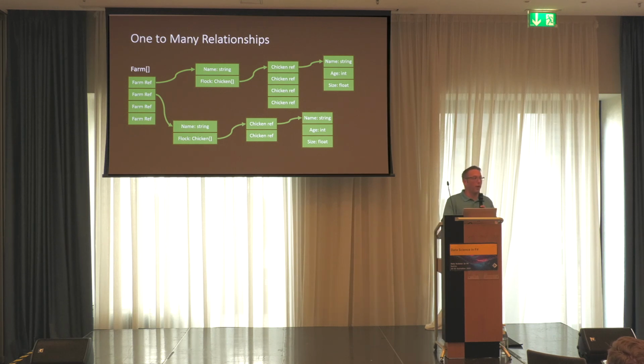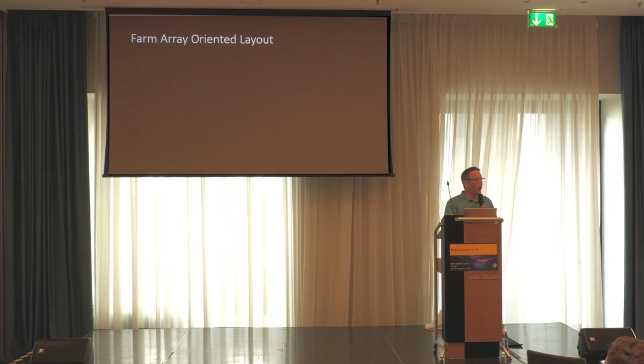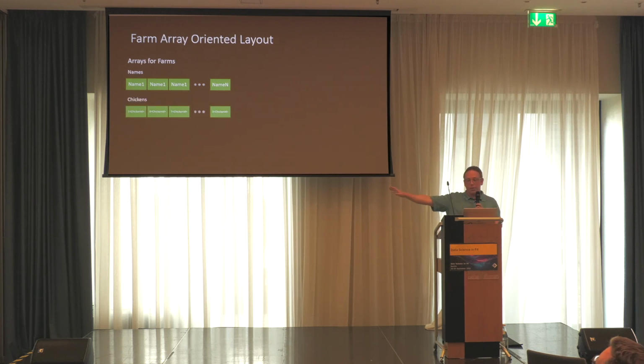An alternative way of dealing with this one-to-many relationship where you have a farm and several chickens is to use this array-oriented way of laying out your data. We're going to have several arrays for our farms, the first of which is going to be names. And so each location in this array is associated with a different farm ID. We have all the chickens that we are going to associate with those farms, but we're going to use this ranges array for indexing into those chickens.